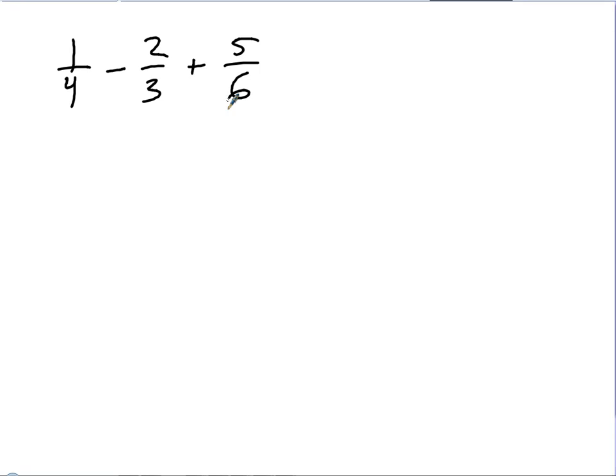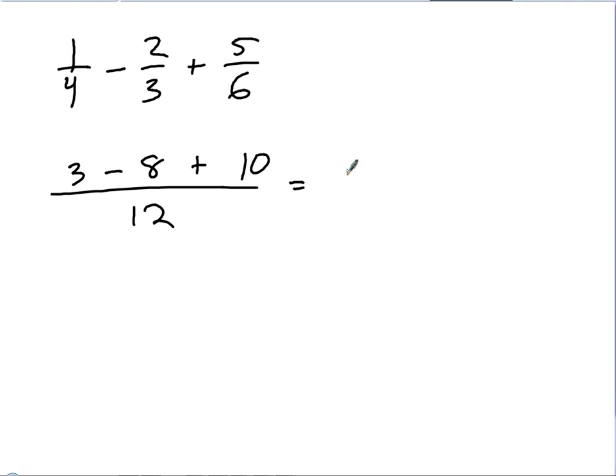So what is the least common denominator of all three of those numbers? 12. Okay, good, 12. So to get 12, what am I multiplying the first one by? 3 over 3. So what do I get? The first one becomes 3 twelfths. Second one becomes 8, so minus 8 twelfths plus 10. Does that make sense, what I did? Okay. So what's our answer?